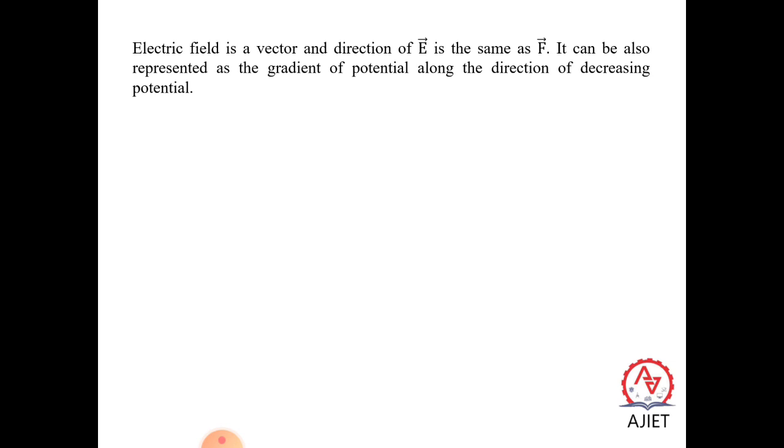So electric field is generally a vector. There is no limit to the number of lines drawn in the electric field. Any number of lines can be drawn, so it only depends on the relative density of the lines in different regions of the field. It is a vector, and the direction is, as I told, the tangent, which is the direction of the force itself. It is represented by the gradient of potential along the direction of decreasing potential.